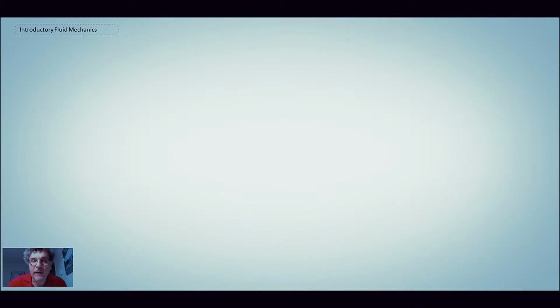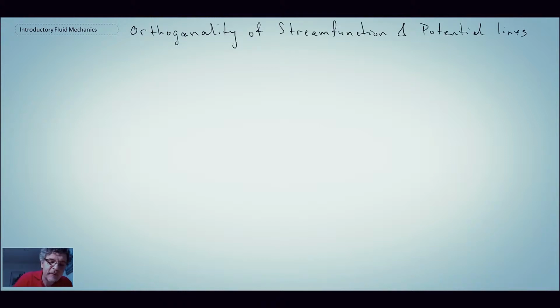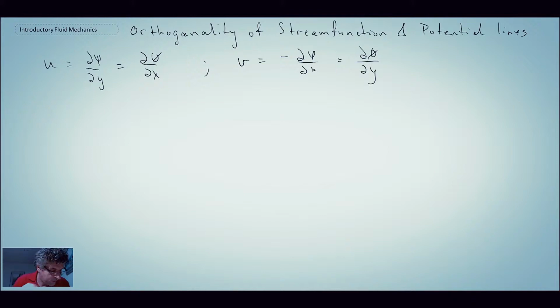So we've been talking about the stream function and the velocity potential function. What we're now going to take a look at is how those relate to one another, and it turns out that they're orthogonal to one another. And we can examine this by looking at the definition of velocity for both the stream function and the velocity potential. So that's how they relate to one another.